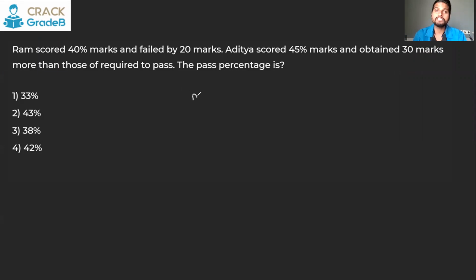So again, we can start our question considering maximum marks as 100x. So out of 100x, Ram scored 40%. That means Ram is going to get 40% of 100x, that is 40x marks. And he failed by 20 marks. That means passing marks as compared to his marks are 20 more than 40x. So 40x plus 20.